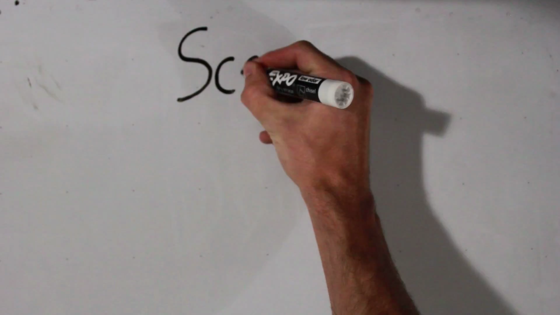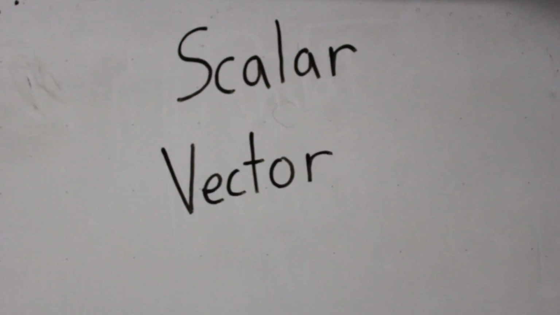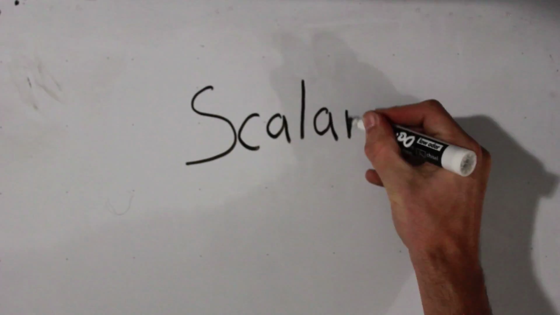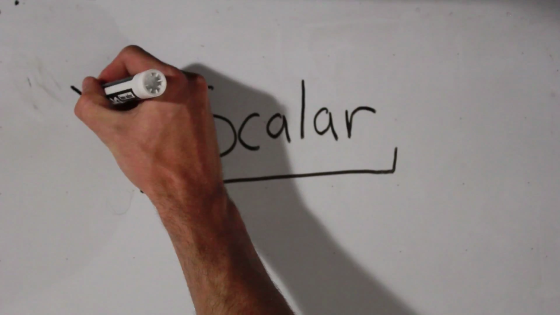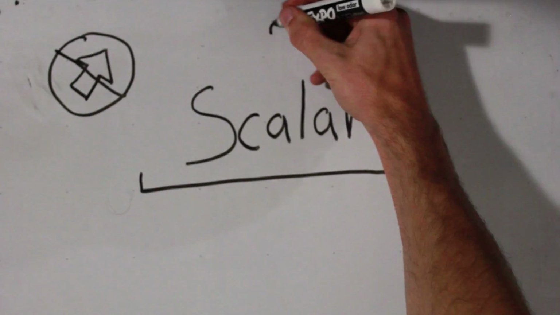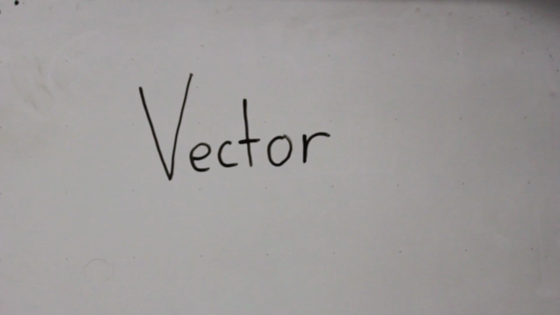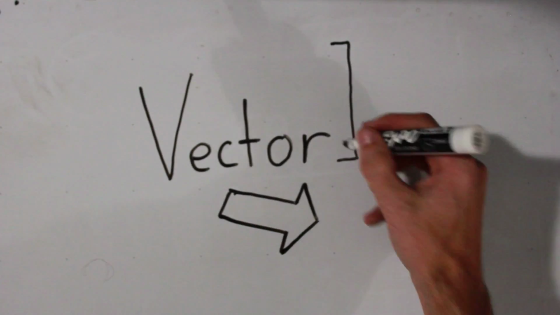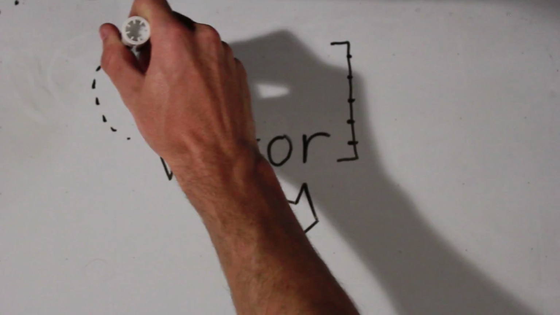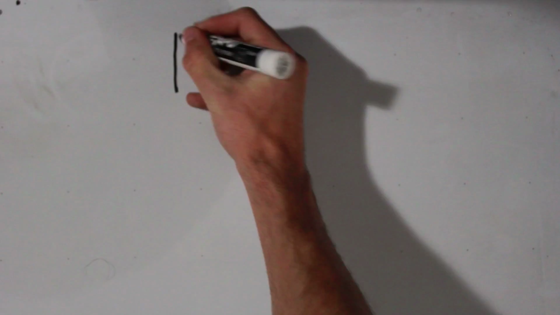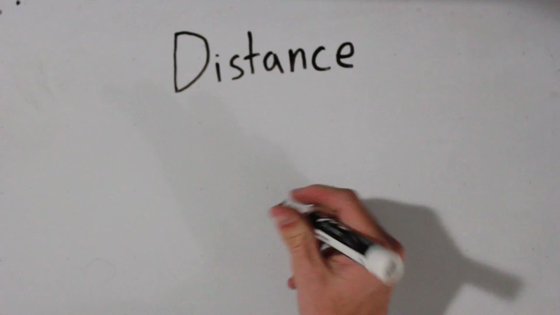First, we have to tell the difference between a scalar value and a vector value. A scalar value has size, but no direction. You know how big it is, but that's about all you know. A vector value has size and direction, meaning not only do you know how big it is, you also know where it's going. The first parts of dynamics we'll talk about are distance and displacement.